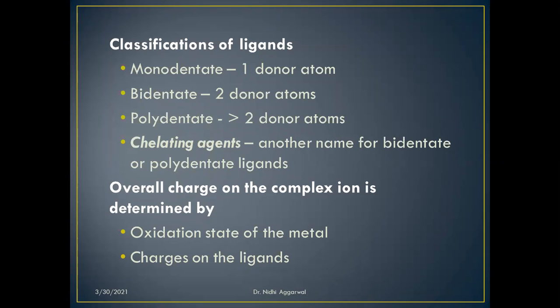Next we will discuss the overall charge on the complex ion. Now the complex ion, as I have already told you, can either be an anionic complex or a cationic complex. This overall charge on the complex ion is determined by the oxidation state of the metal and the charges on the ligand.